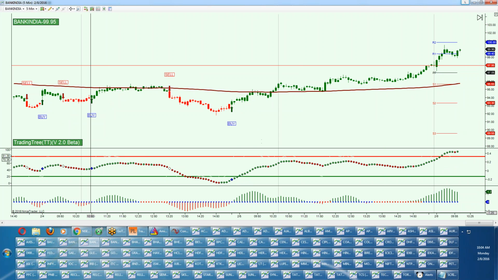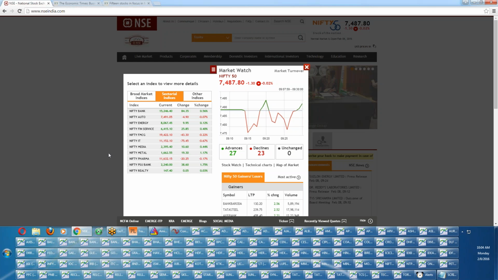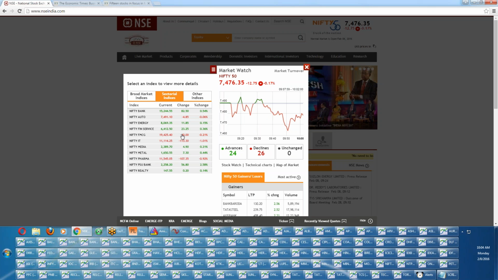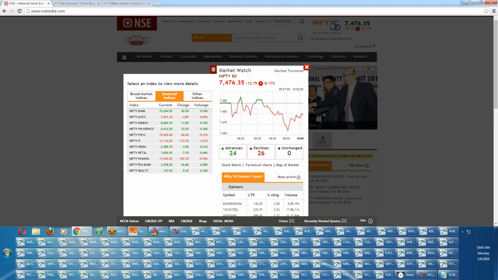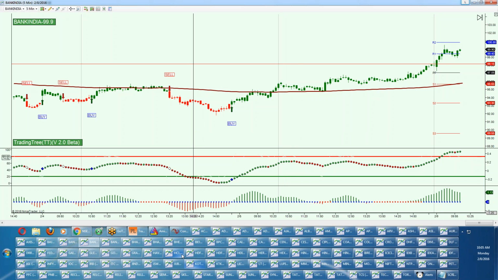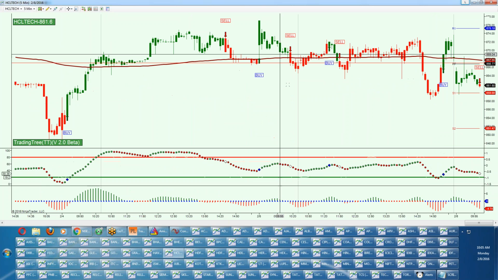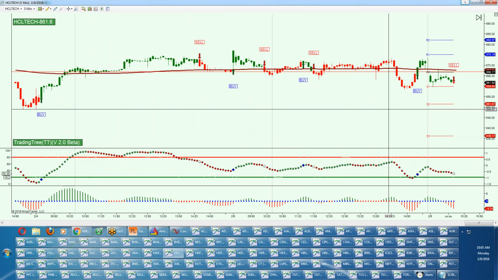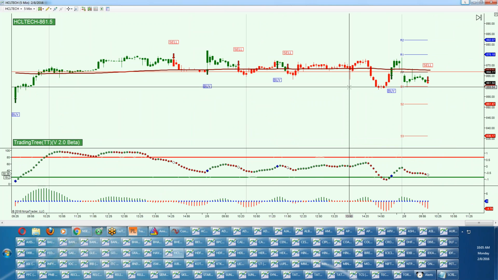So the PSU banks are really doing good. So IT Pack is 1% down, same with Pharma. And you can just see PSU banks 2.5% up. So HCL, we have a sell. It's nothing new because we have seen that IT Pack is down. So you can short it below the S1 level, 859.60.